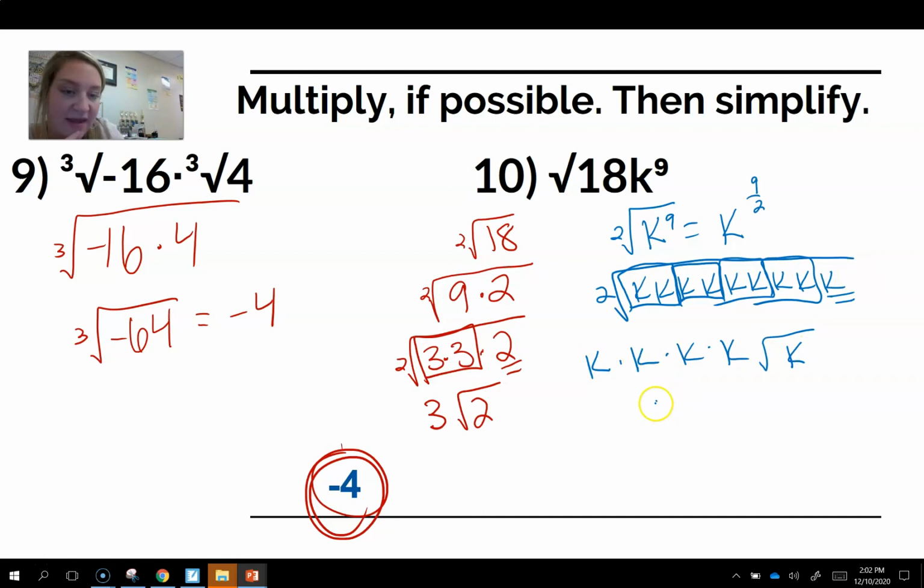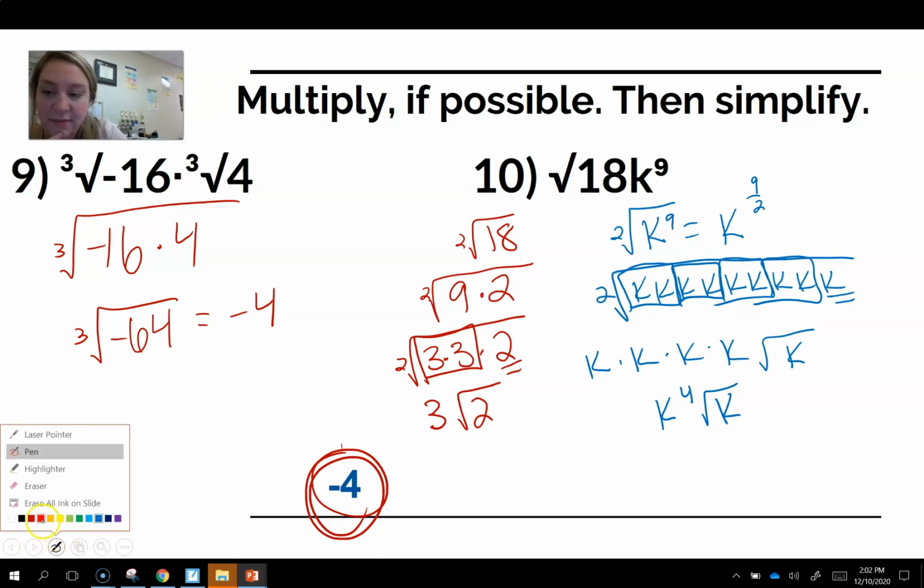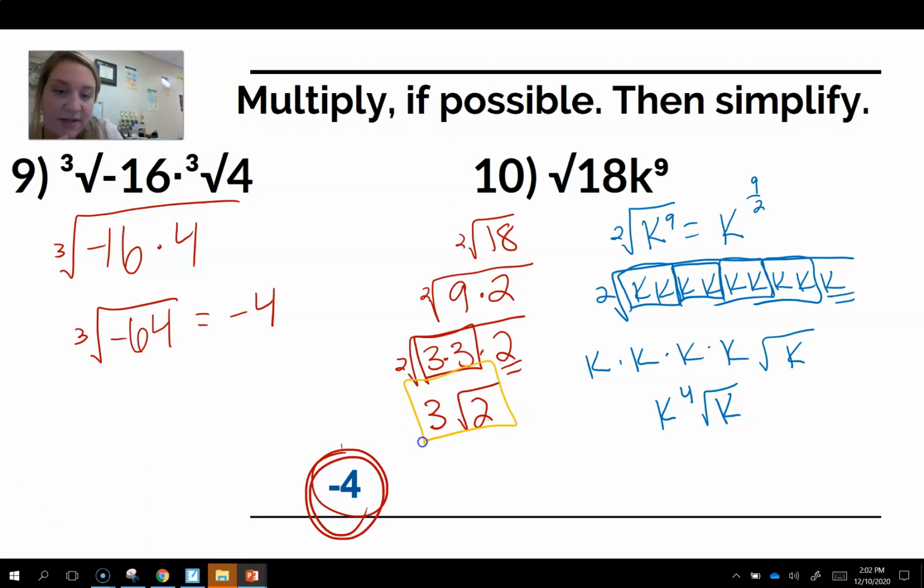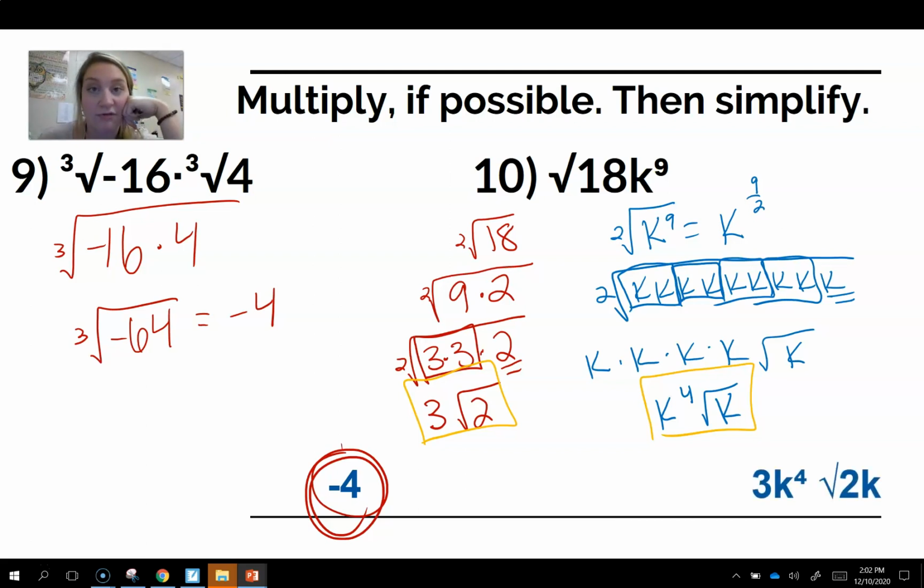So that means we have k to the power of 4 on the outside, but we still have 1 k inside. So the pieces we have to put together is 3 times the square root of 2, and k to the 4th times the square root of k. Pieces on the outside are 3k to the 4th. Pieces on the inside are 2 and k. So 3k to the 4th times the square root of 2k.